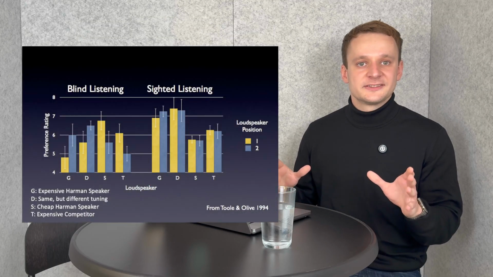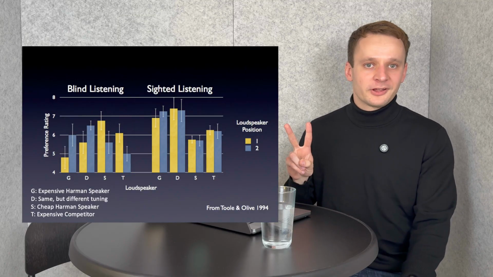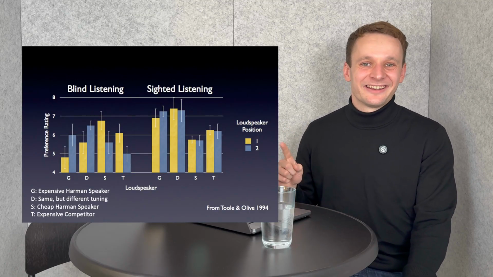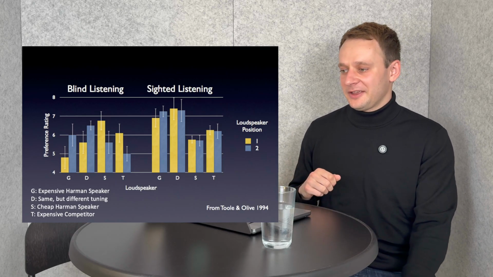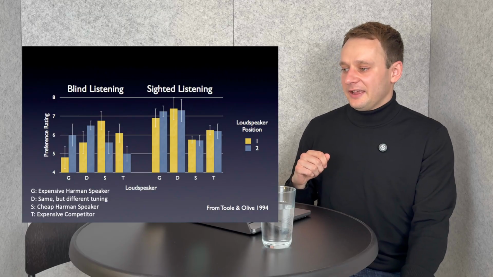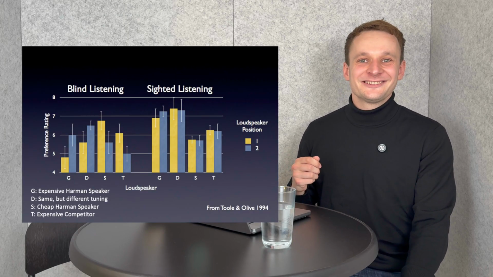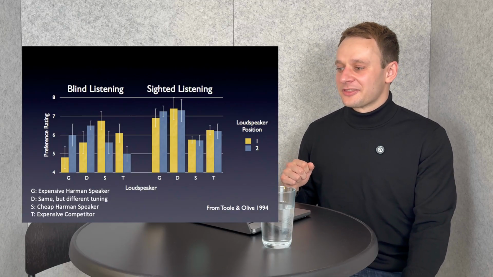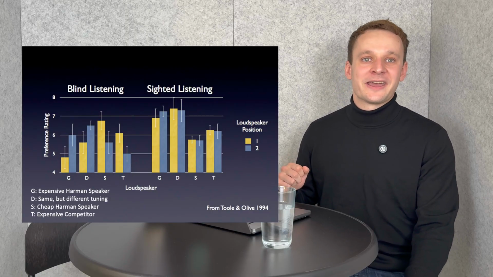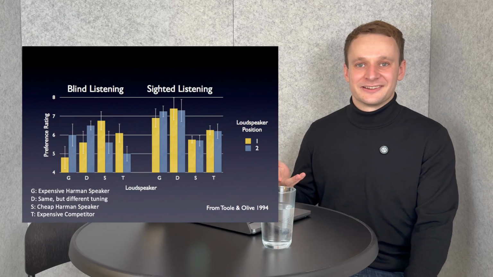And when Floyd Toole was at Harman, he did a listening test. On the one hand, he had two products by Harman. Then he had a very small loudspeaker and then a very large loudspeaker by competitors. And here you see the results also. What you see is that the Harman products were rated highly by Harman employees, surprisingly. And what you see then in the blind listening test is actually that the small loudspeaker, which fared really, really badly in the sighted listening tests, was rated the most highly in the blind listening tests.